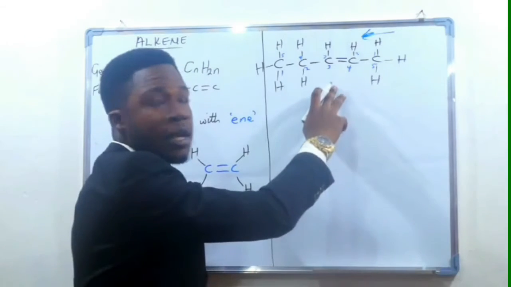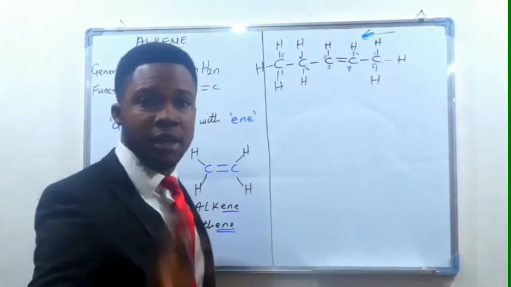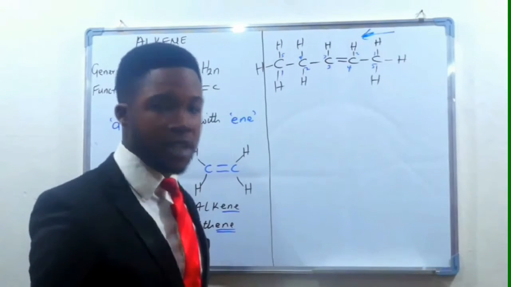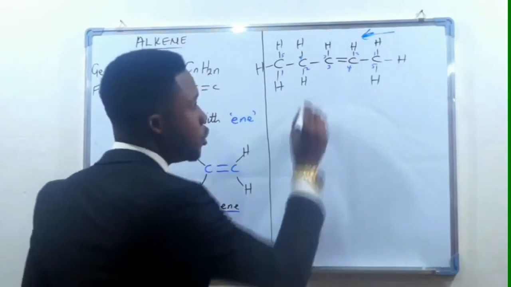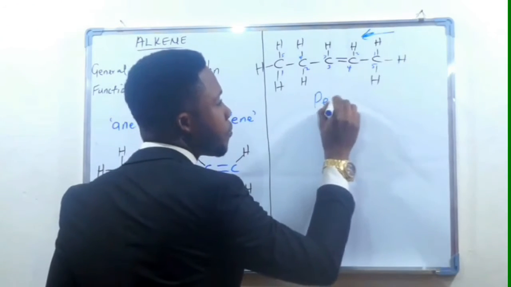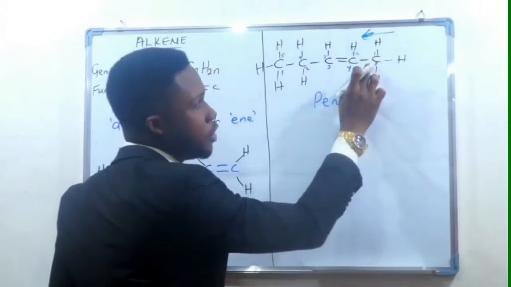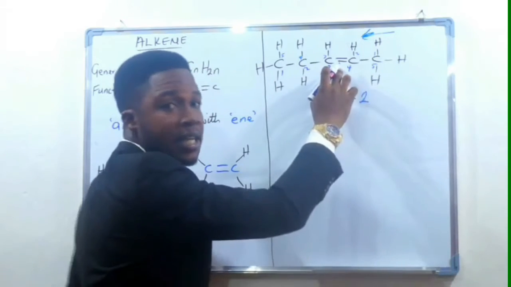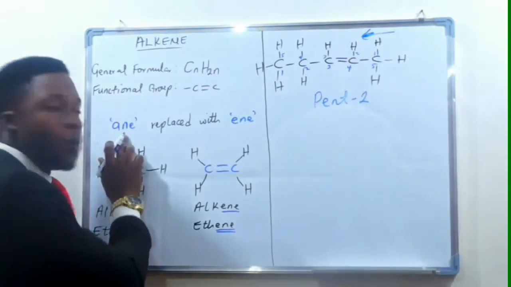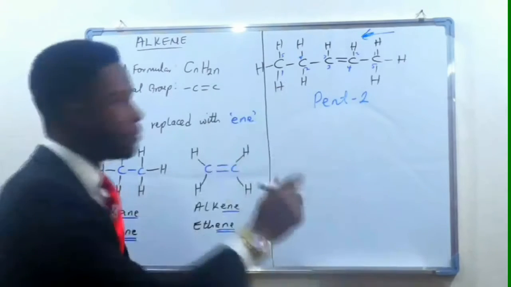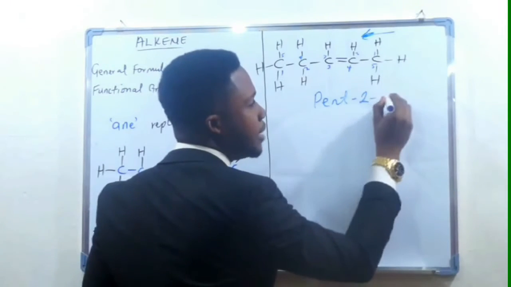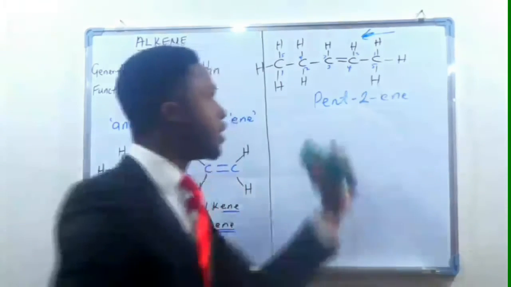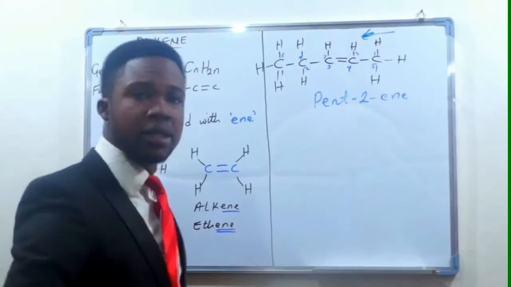So this compound, as a 5-carbon alkene, 5 carbon simply means pent. We've discussed that in our previous classes. 5 carbons, pent. So this compound will be pent. Now the position of the double bond is 2, pent-2, and is an alkene. Remember, the "-ane" will now be replaced with "-ene" of alkene. Pent-2-ene. Now this is the name of this compound, pent-2-ene.